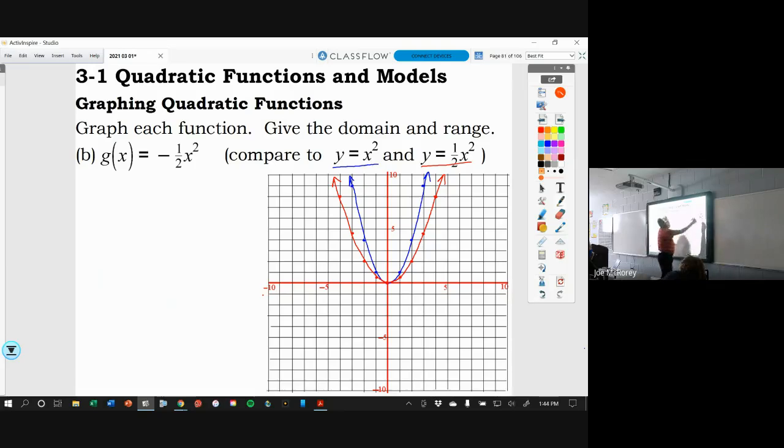Part B. I want to graph negative 1/2 x squared. What's that going to look like? Reflection across the x-axis. Reflect which one? The red one, 1/2. Yeah, I'm just going to reflect the red one.